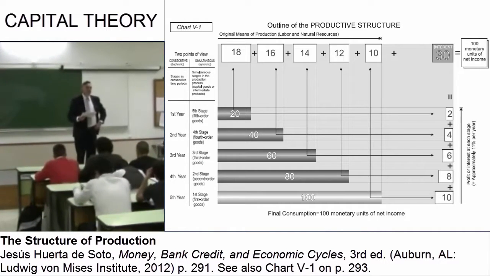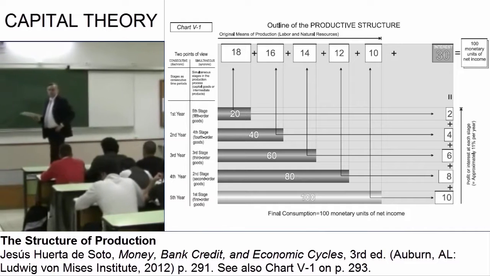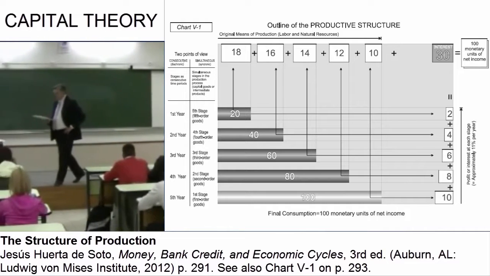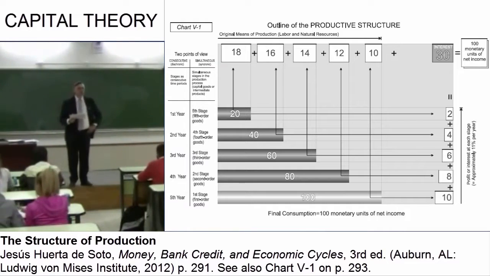Of course, it is impossible to represent our economy's productive structure using a chart, precisely because the structure is enormously complex. Nevertheless, we must make an effort to simplify it. As we will see together, this graphic illustration can help us understand many fundamental ideas of the theory of the cycle and of capital theory.